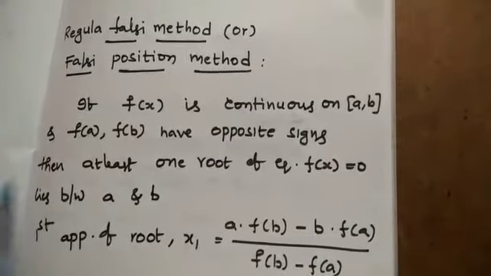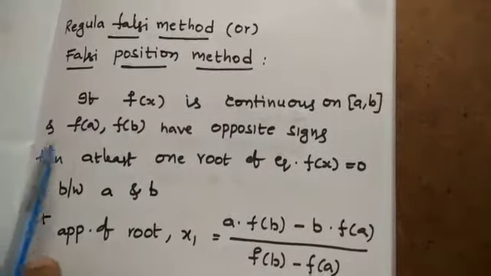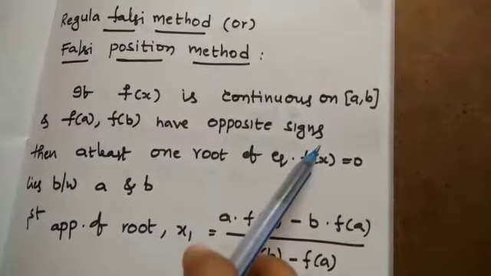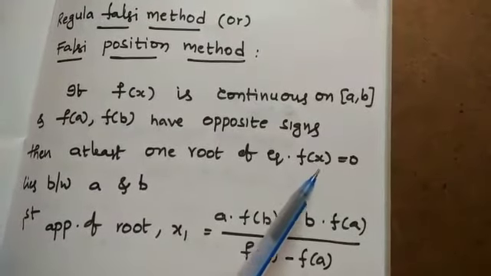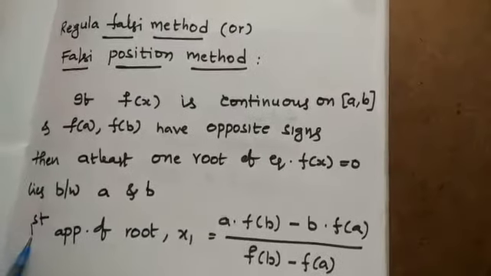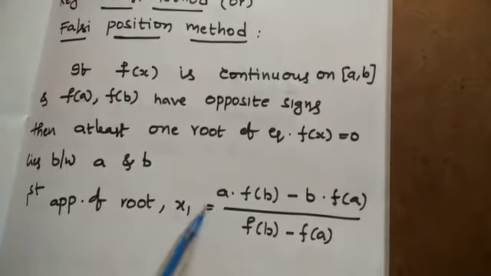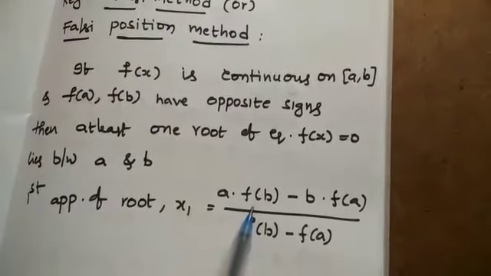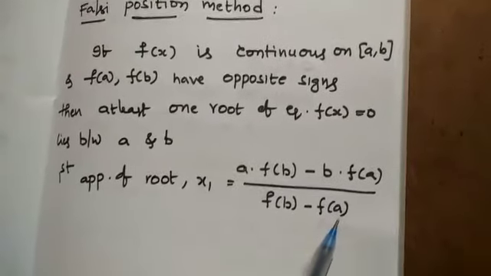It is given by: if f(x) is continuous on the closed interval [a, b], and f(a), f(b) have opposite signs, then at least one root of the equation f(x) = 0 lies between a and b. So in the regula falsi method, the first approximation of the root, x1, is given by the formula (a f(b) - b f(a)) / (f(b) - f(a)).